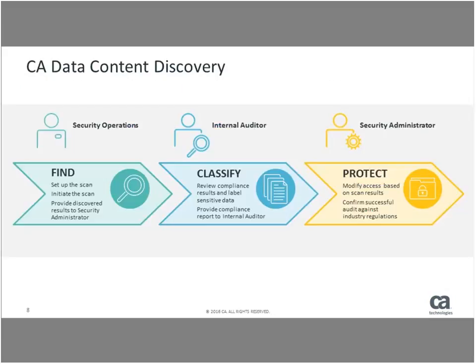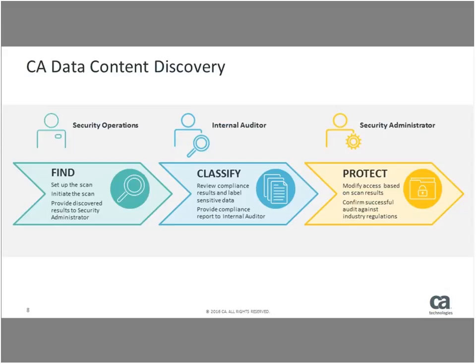So CA DCD, or Data Content Discovery, is really addressing this on the 3 fronts I mentioned: find, classify, and protect. So in the find area, really what we do within the tool is to set up a scan where you target a particular data set, perhaps even a volume, if you wish to find a little more globally what kind of data is on that volume. You initiate the scan, and that scan can be initiated through clicking a button on the web UI or scheduling it through your workload manager. And then we provide those discovery results to a security administrator or whoever is the target for that particular report.